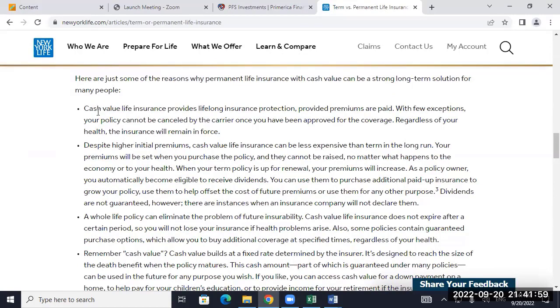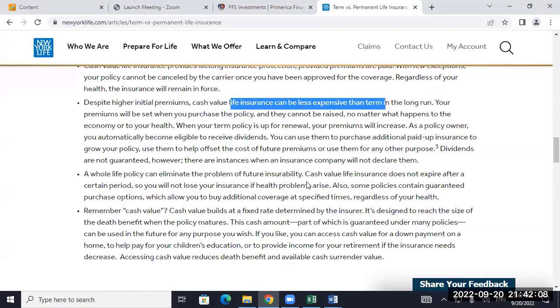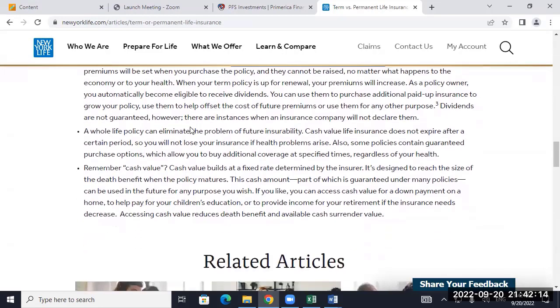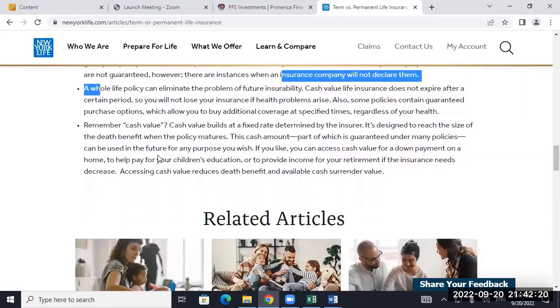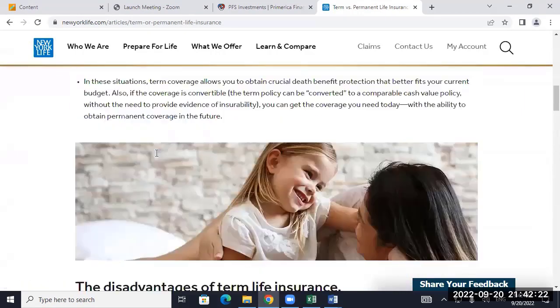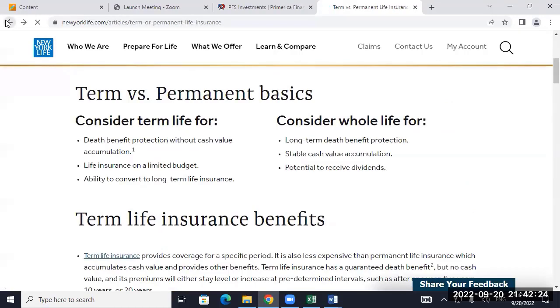So cash value provides lifelong insurance protection. Despite higher initial premium, cash value can be less expensive than term in the long run. Can be, it's unlikely to be. While whole life can eliminate the problem of future insurability, whole life, you're insured for your whole life no matter what. Yeah. You can tell where they make their money. That's where they push it.